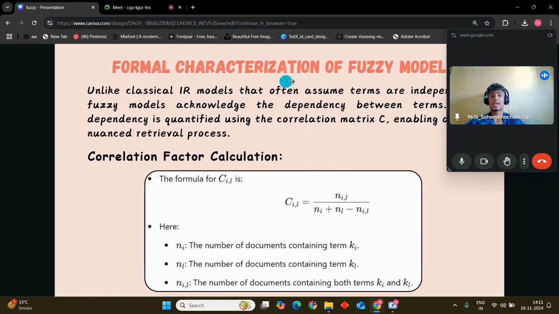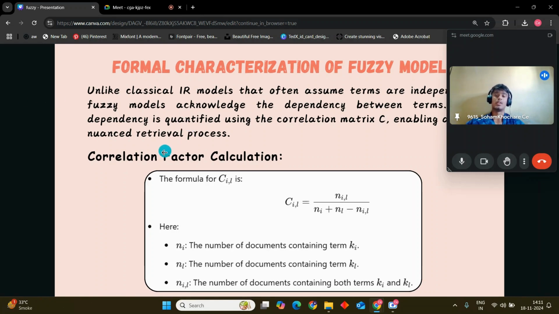So, the formal characteristics of the fuzzy model. Traditional models often assume terms are independent of each other. However, this isn't always realistic, especially in natural language. The fuzzy model improves on this by considering dependencies between terms using a correlation matrix. This matrix captures how terms co-occur in documents, allowing the system to understand nuanced relationships between words.